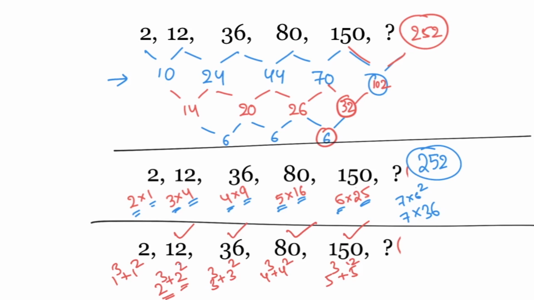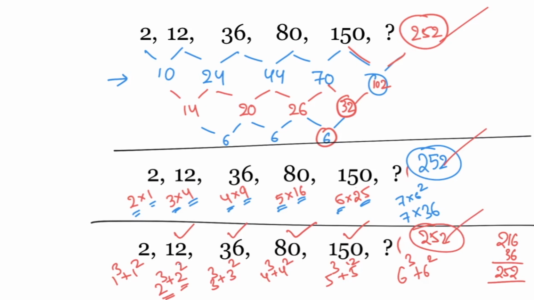So next term is 6 cube plus 6 square. 6 cube is 216, 6 square is 36, 216 plus 36 is 252. So missing term is 252. However, answer is 252. Got it?